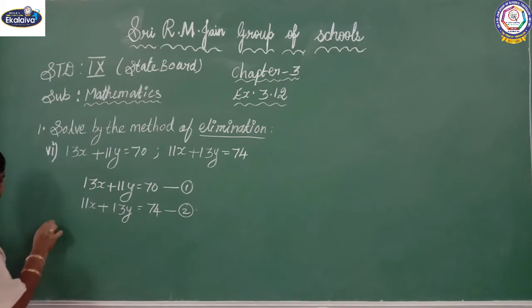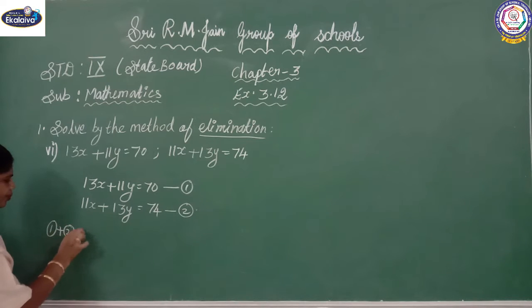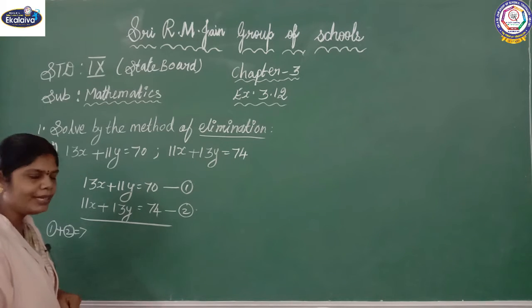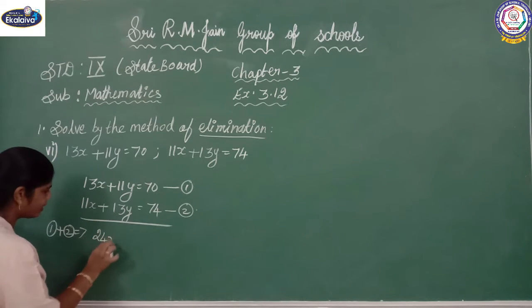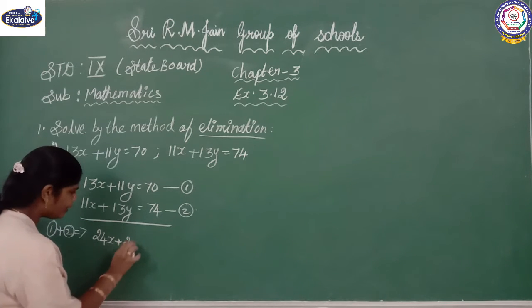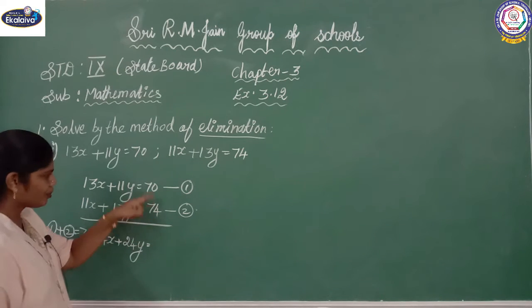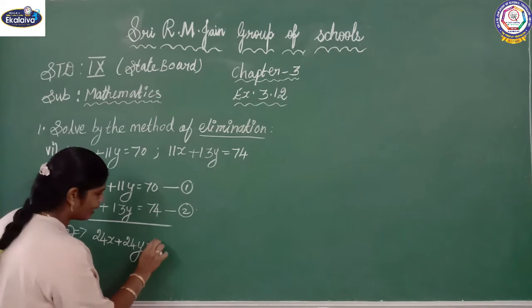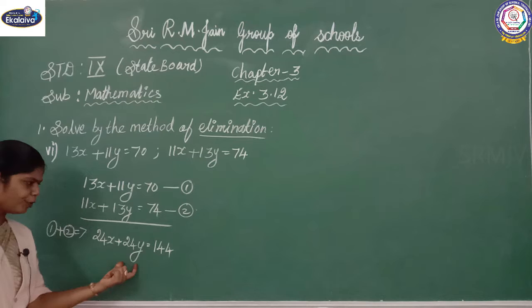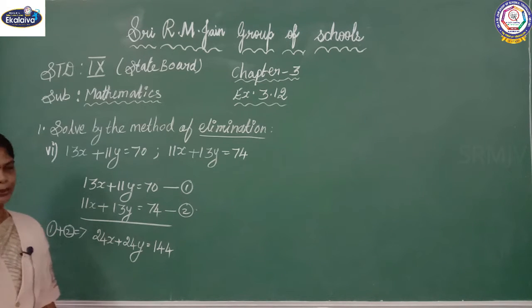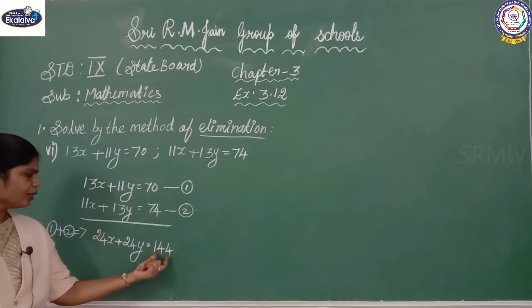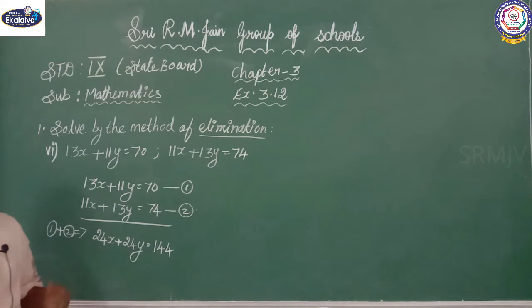So 1 plus 2. 13x plus 11x, what will you get, children? 24x. Plus 11y plus 13y, what will you get? 24y equal to 70 plus 74, 144. See here, 24x plus 24y equal to 144. This is a multiple of 24 only, so I am going to divide by 24.